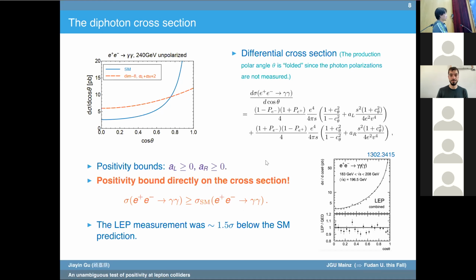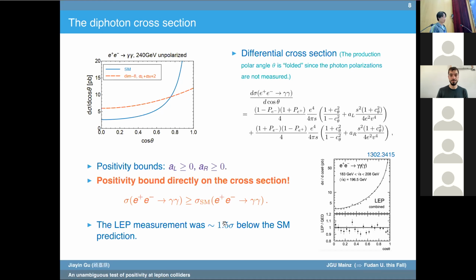And of course, this process has already been measured at LEP. So these are the results from the LEP summary paper. And quite interestingly, the LEP measurement was actually 1.5 sigma below the standard model prediction. So in some sense, you can say that the LEP measurements disfavor the fundamental principles of QFT by 1.5 sigma, if you want to say that. But of course, 1.5 sigma is really nothing. So we want to verify, or rule this out.